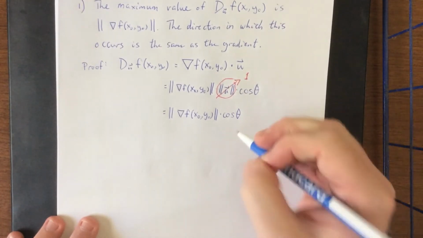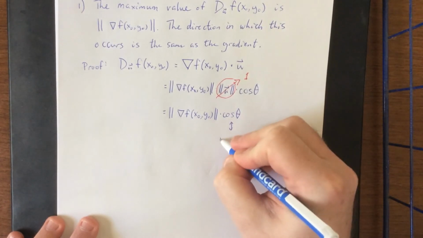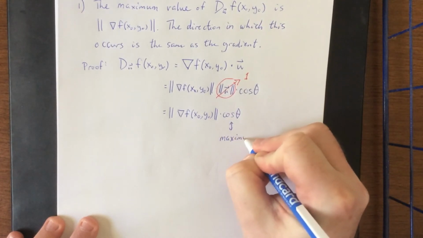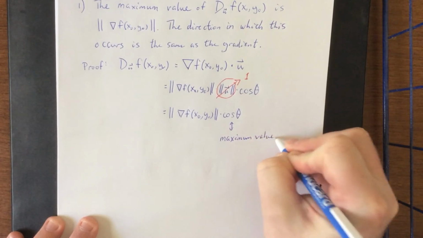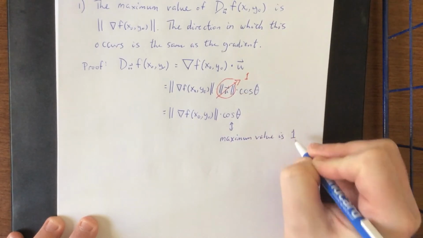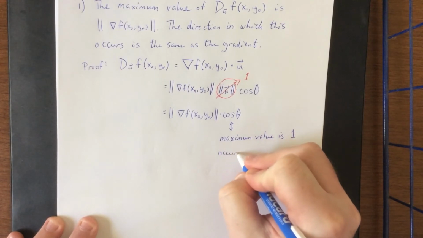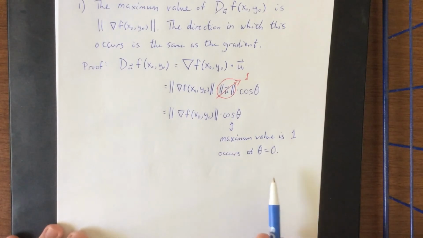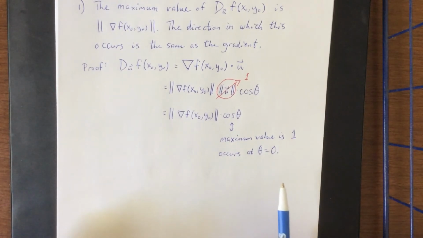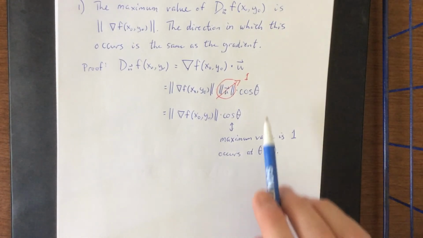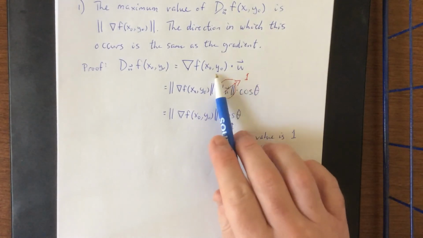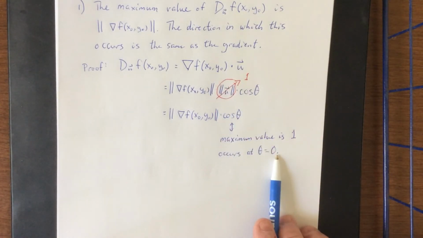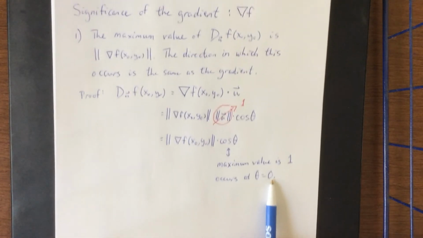Now, when it comes to the cosine of theta, the maximum value is 1, and it occurs at theta equals 0, or 2 pi, or 4 pi, and so on, but it's all the same because all of those angles are pointing in the same direction. So this means that the angle between the direction vector and the gradient vector has to be 0. Well, that means they're pointing in the same direction.